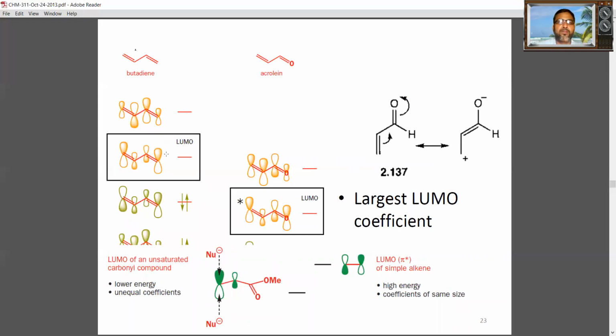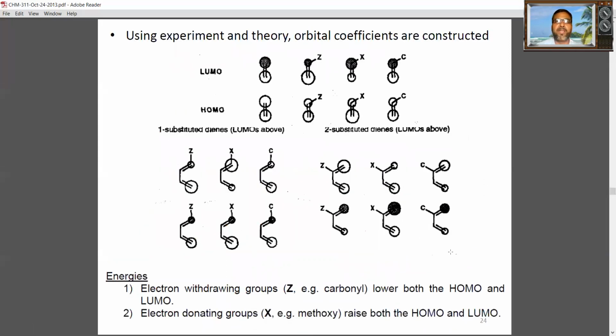Here you can see the orbital of butadiene, and the LUMO of this acrolein. So the LUMO of the unsaturated carbonyl compound is lower in energy, with unequal coefficients. Here you can see nucleophile from this side, the green side, and nucleophile from the white side. So the LUMO pi star of a simple alkene is high in energy, with coefficients of the same size. Now, using experiment and theory, the orbital coefficients are constructed. You can consider singly substituted dienes, you can see the HOMO, LUMO, then the substituents.